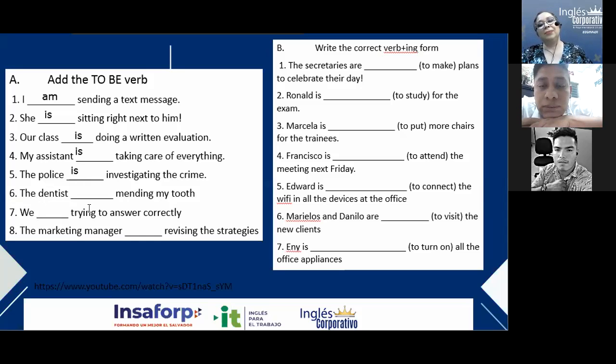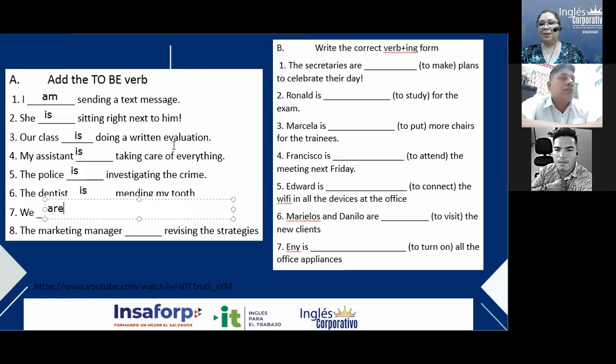The dentist is mending my tooth. Okay. What means mending, teacher, sorry? Mending, arranging, or repairing your tooth. Fixing. Okay. Fixing, yeah. Number seven. We are. Excellent. We are what? Trying to answer. Good. We are trying to answer correctly. Good. Number eight.